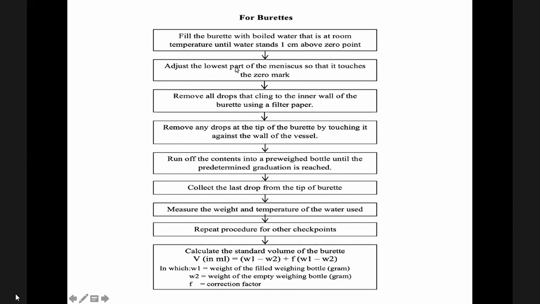So you fill the burette with boiled water that is at room temperature. Okay. Next, adjust the lowest part of the meniscus so that it touches the 0 mark. Then remove all drops that cling to the inner wall of the burette using a filter paper. Dapat wala yun siya sang errors, no? So you have to remove all drops nga para siya sa inner wall sang burette. After that, transfer niyo naman siya, run off the contents into a pre-weighed bottle na constant weight until the volume is reached.